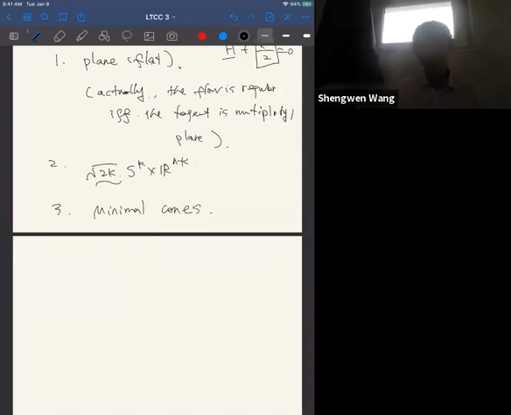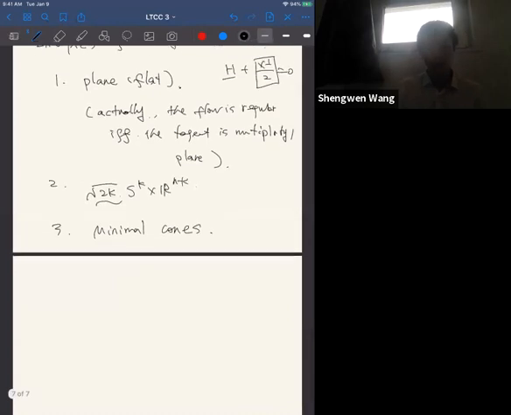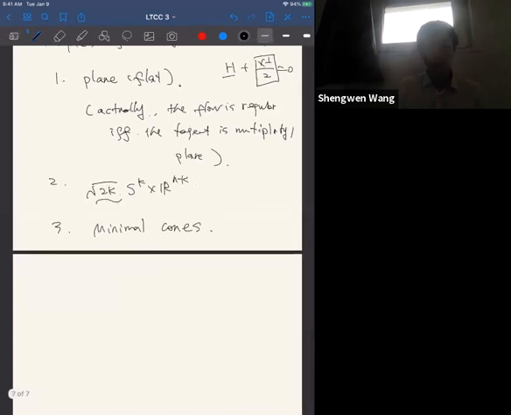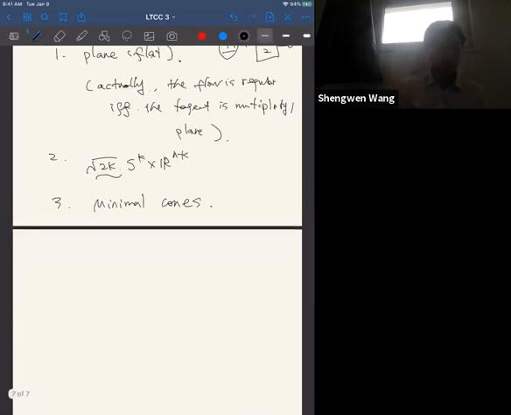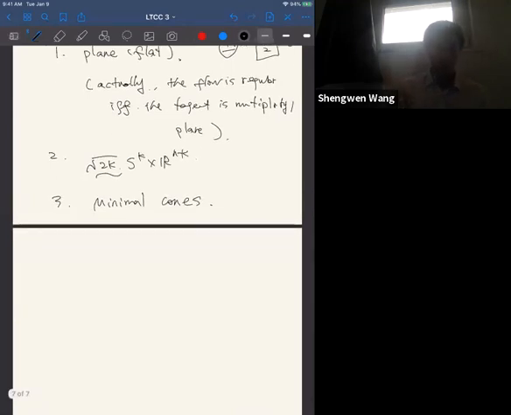The third example is minimal cones. Every minimal cone is a self-shrinker. Again, minimal means mean curvature equal to 0, and cone means that x perp equal to 0. So every minimal cone is a static solution to the mean curvature flow and also a self-shrinker, because it splits off a ray in the radial direction.